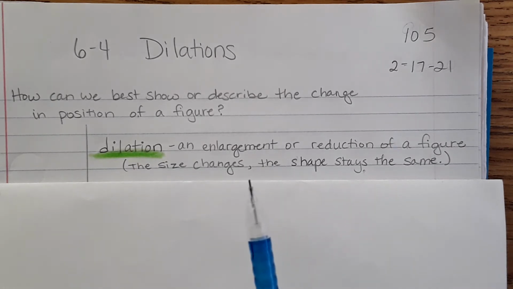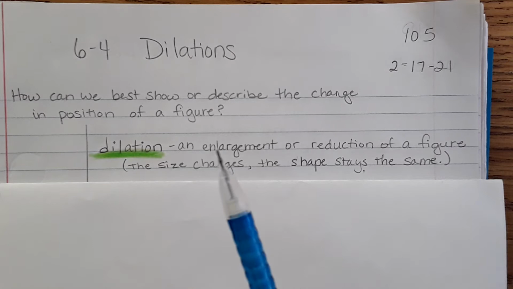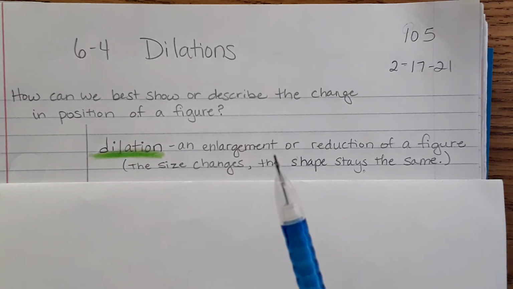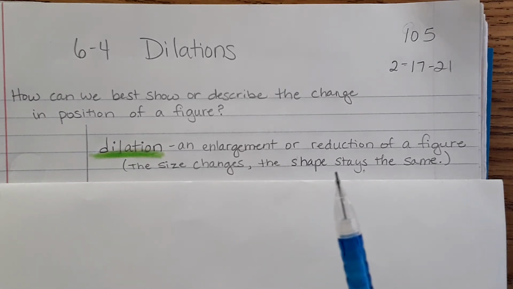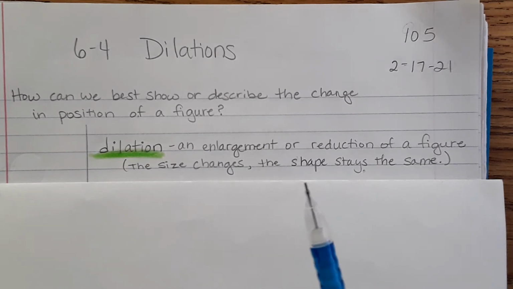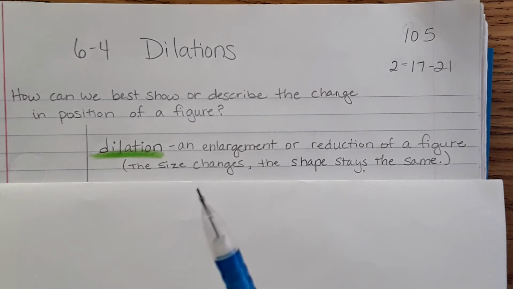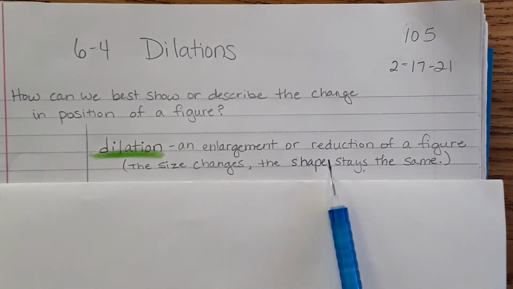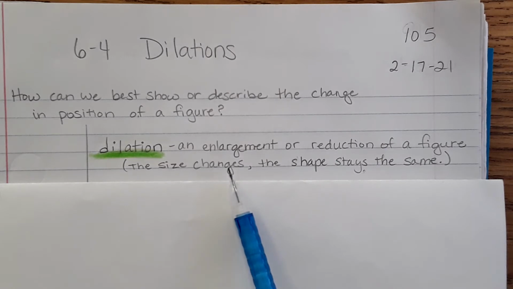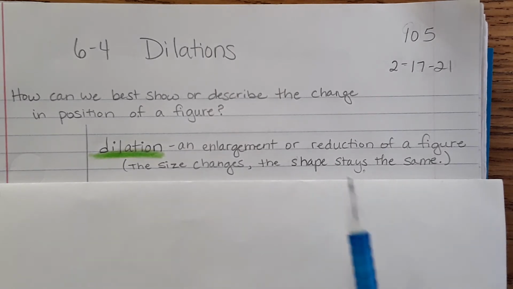So for example, these words here, if they were too small, you could make the screen bigger, and all of these letters would maintain the same shape. The size would be bigger, but it would be the same shape. Or vice versa, if this was too big, you could make it smaller. That's a reduction. And again, the size would change, but the shape of the letters would stay the same.